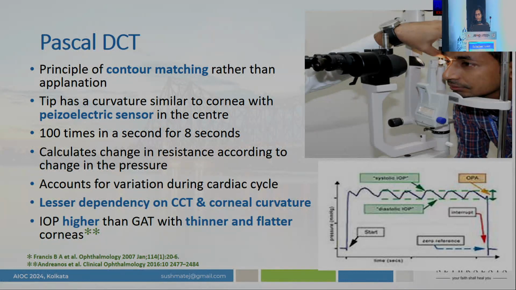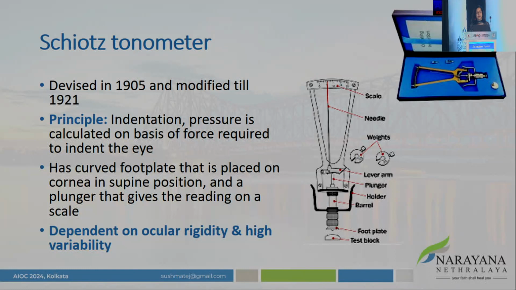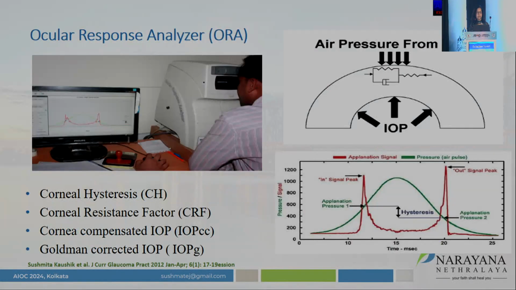Schiotz is an age-old tonometer, no longer used, but in very extreme situations where we don't have any accessibility, measurement by Schiotz is also better than not measuring the intraocular pressure at all. Why it became unpopular was because of its dependence on ocular rigidity and high variability.